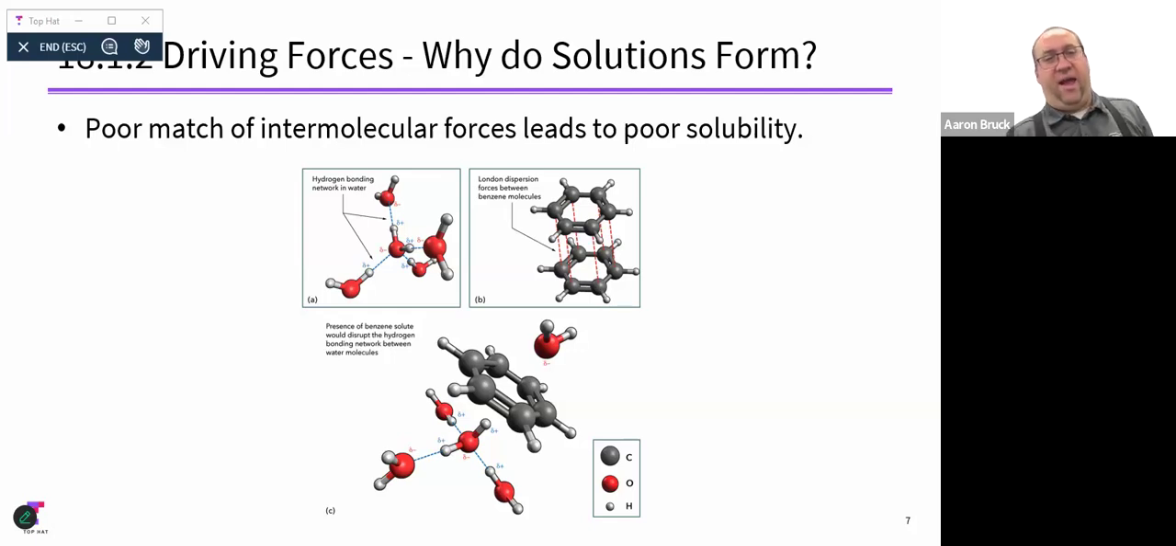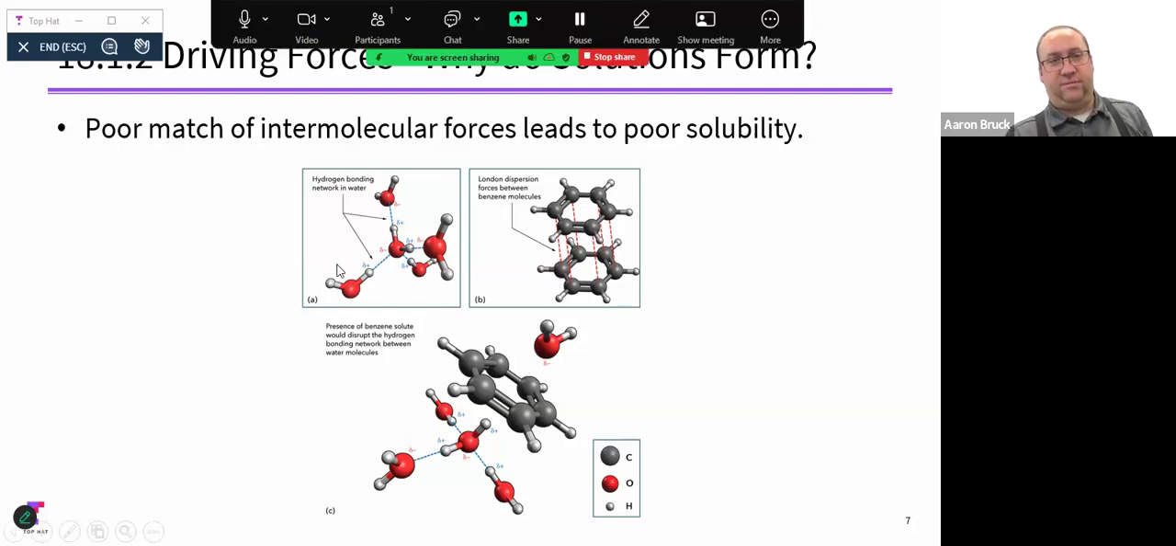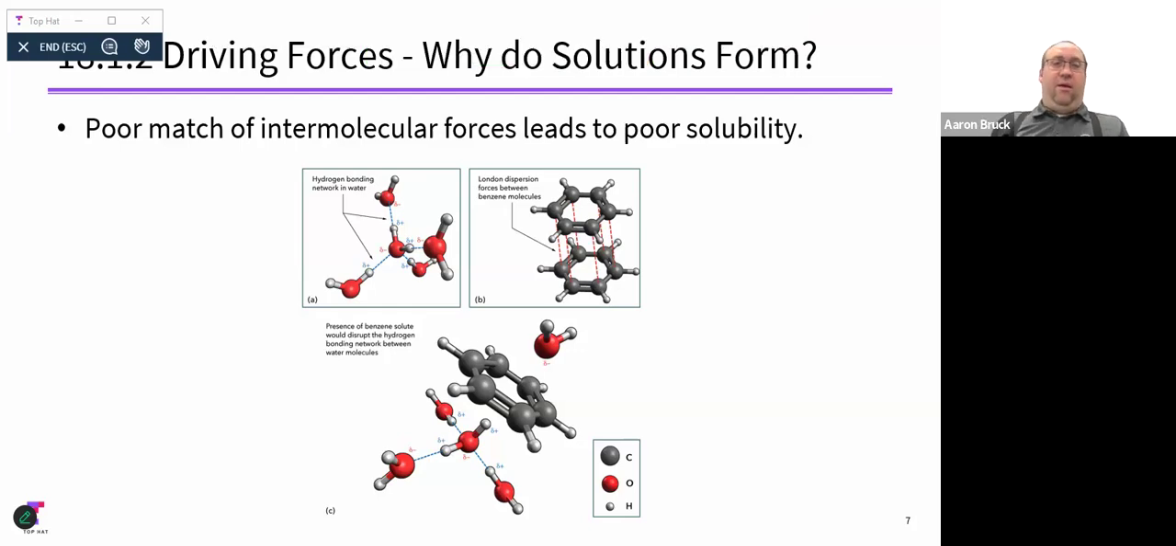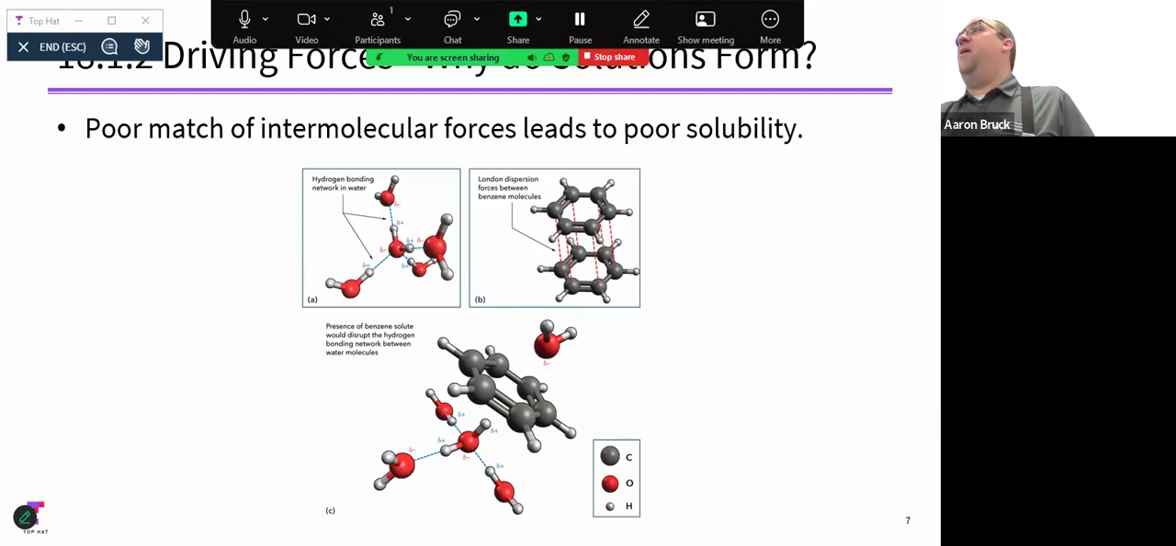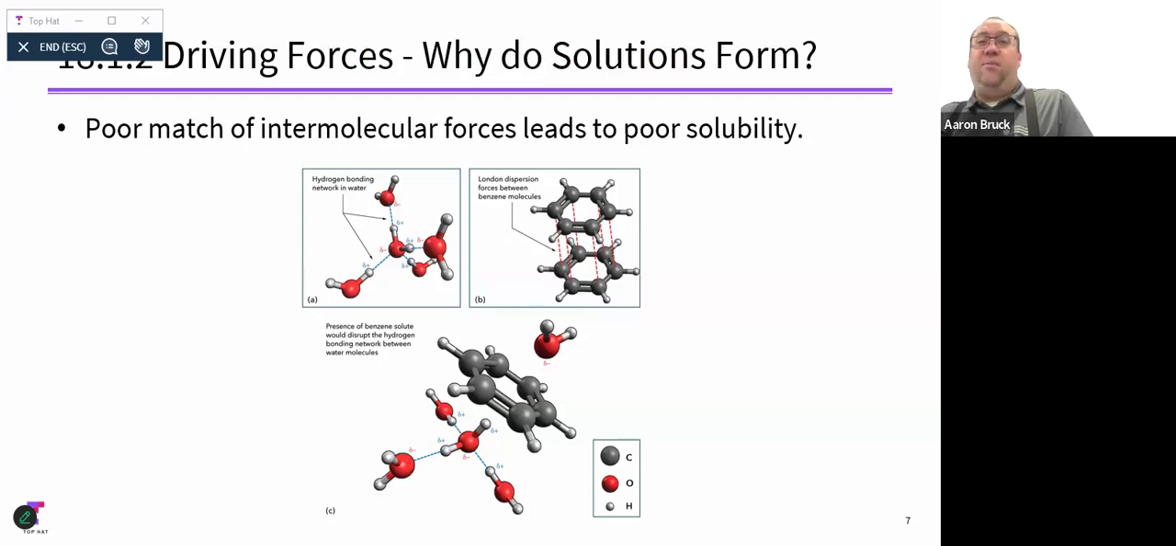So, for example, I have water here. Water has strong hydrogen bonding intermolecular forces. They interact really, really well with each other. Benzene has reasonably strong London dispersion forces. So even though it does not have polarity, the ring stacking that exists between the benzene molecules does resemble a decent force, at least for a London dispersion force.